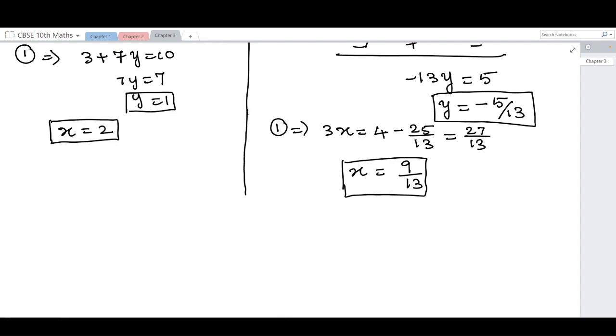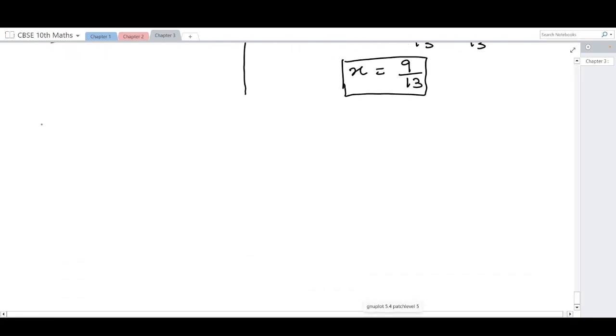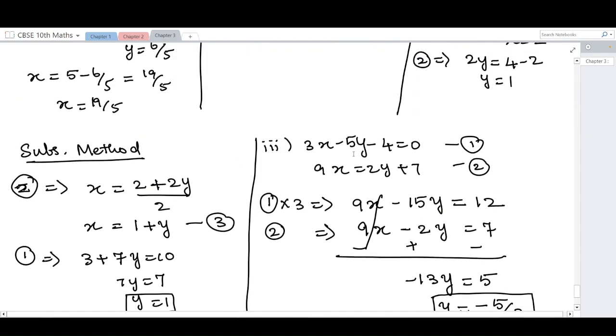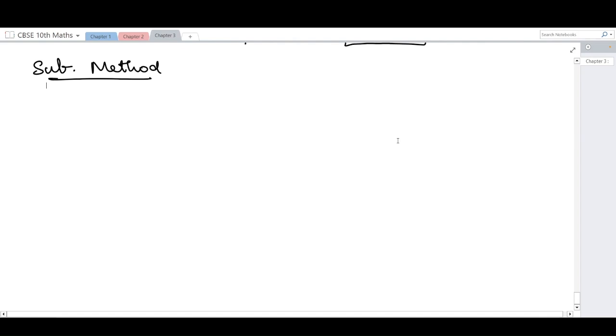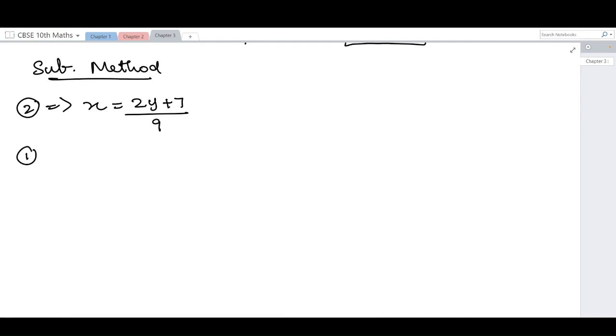So now let us do it by substitution method and check whether we are getting the same values for x and y. For substitution method, I have to rewrite any one equation. Since the second equation is already in the form, let me take the second equation, and if you rewrite that, you will get x equal to (2y plus 7) whole divided by 9. If I substitute this in the first equation, I will get 3 into this x value. Since we have 9 in the denominator, we can cancel that. So we will get (2y plus 7) by 3 minus 5y minus 4 equal to 0.